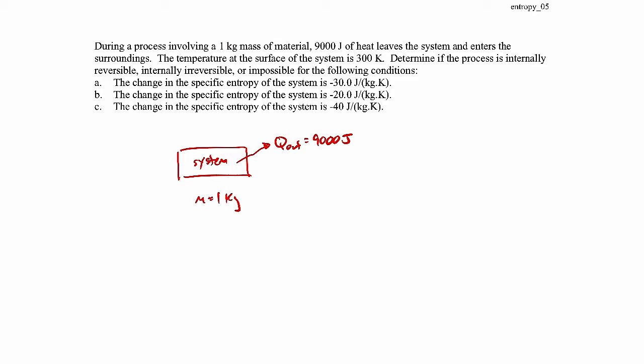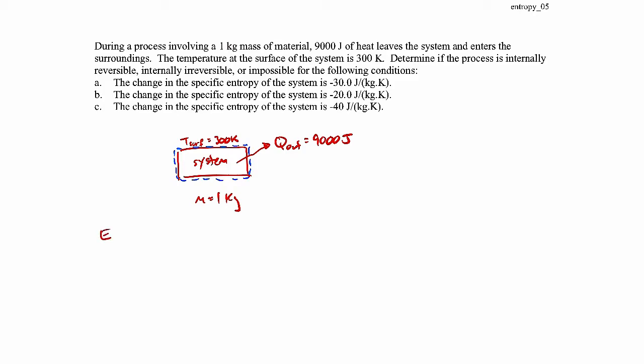And it enters the surroundings. The temperature at the surface of the system is 300 Kelvin, so that means the temperature at the surface here is 300 Kelvin. Determine if the process is internally reversible, internally irreversible, or impossible for the following conditions. So what we're going to do is draw a control volume that surrounds the system, and we're going to apply the entropy equation to that system, and then take a look at the entropy generation term.